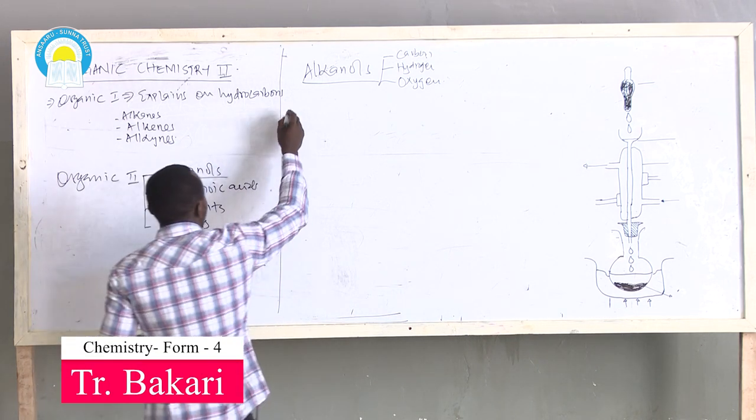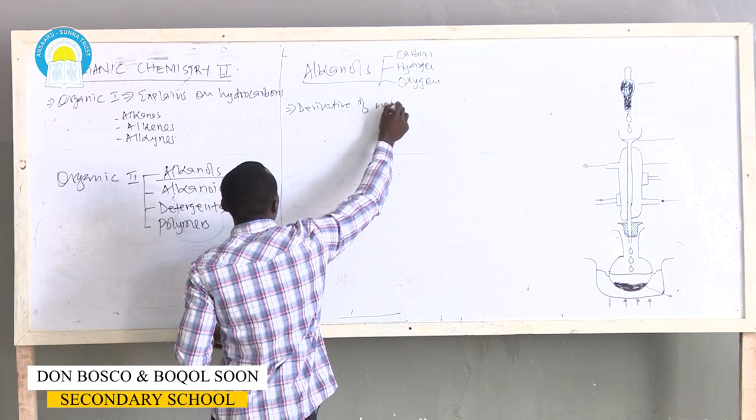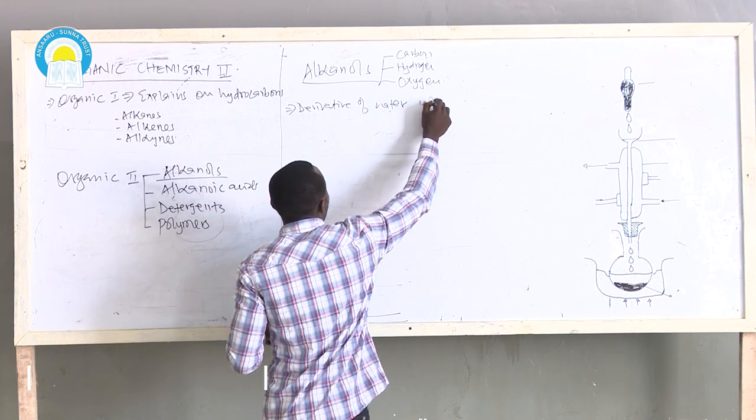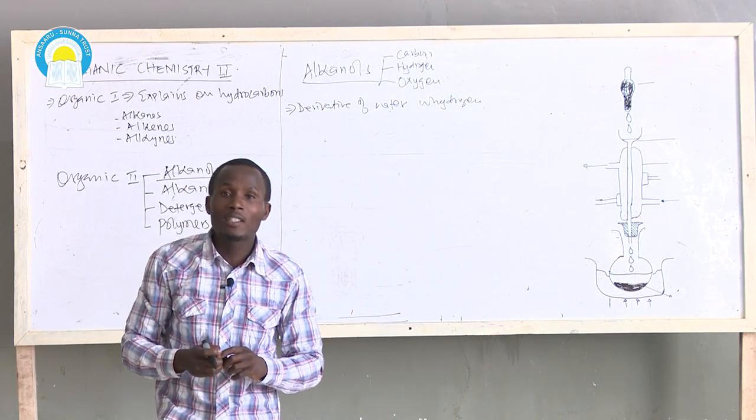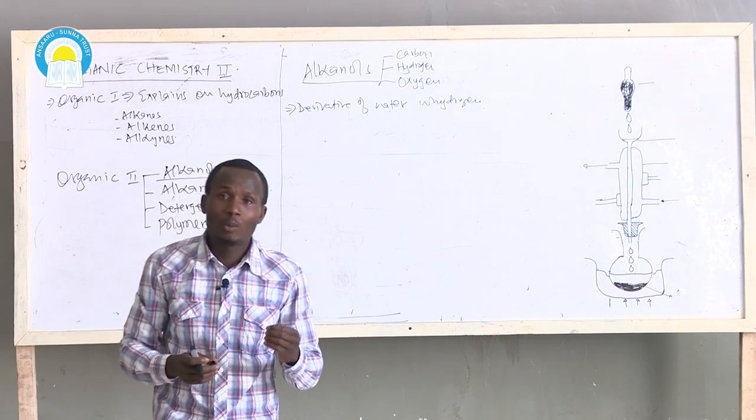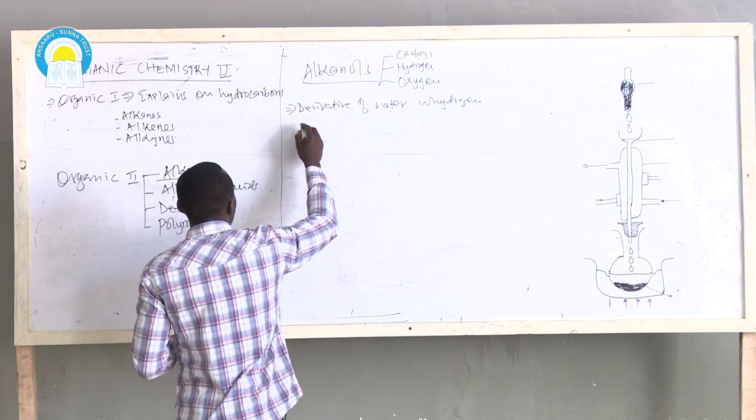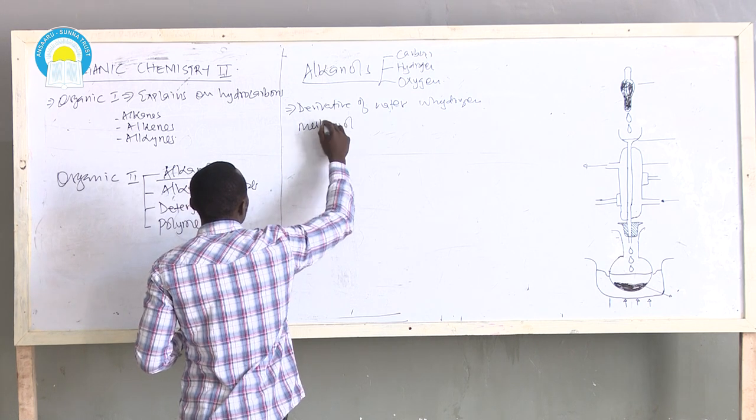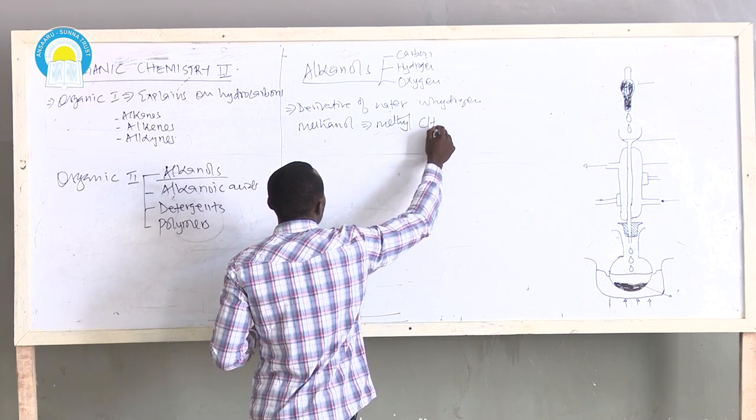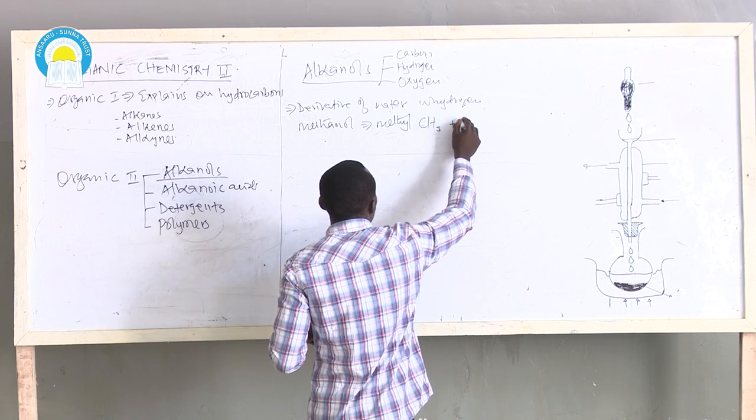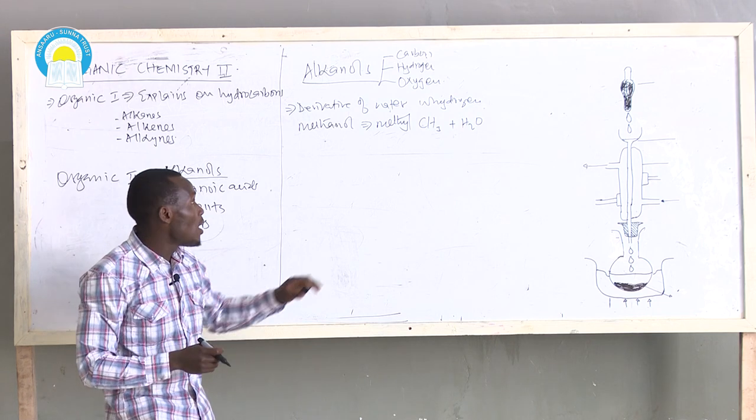So alkanols are said to be derivatives of water, where the hydrogen atom in water is replaced by the alkyl group. For example, if we have methanol, we have methyl, which is CH3, and we have water, which is H2O. So the hydrogen atom is substituted by the methyl.